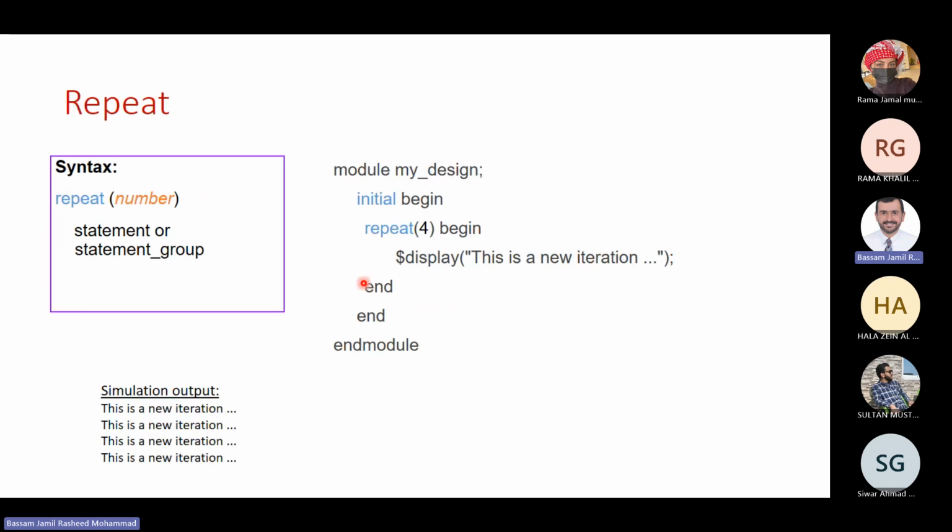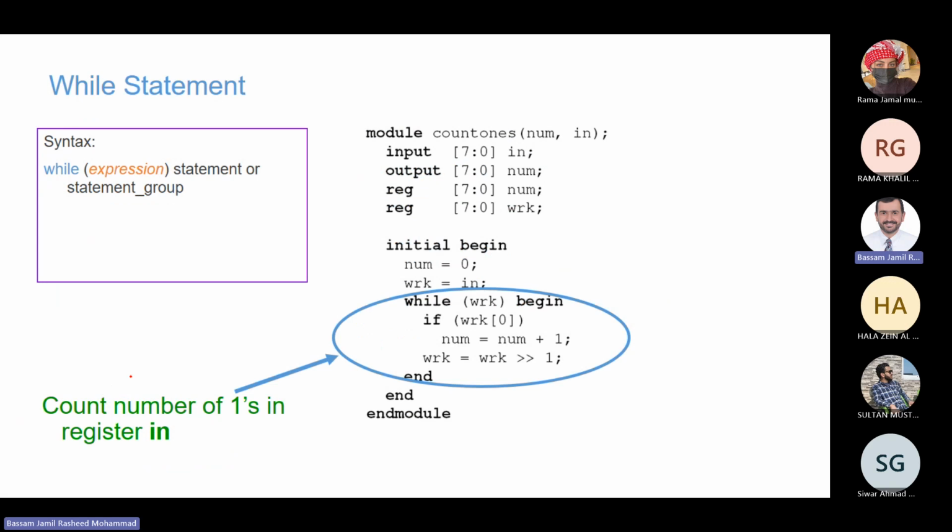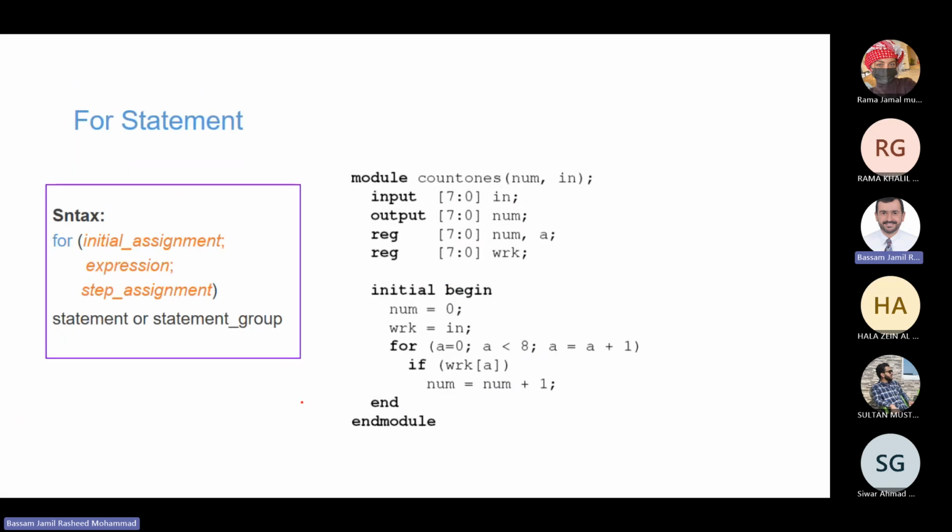Repeat, it repeats this block. So repeat 4, it will repeat this block 4 times. Okay, kind of saves you typing. And this is a while loop, much like C exactly. And here, a for statement, a for loop exactly like other languages.